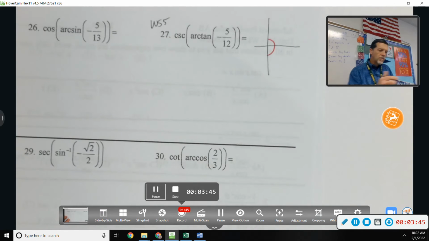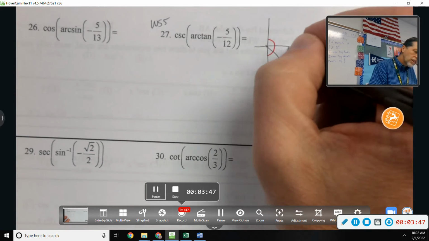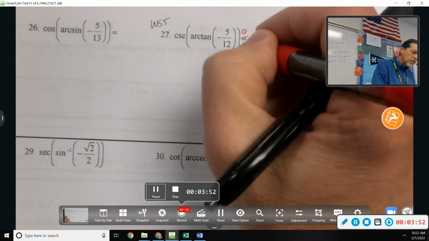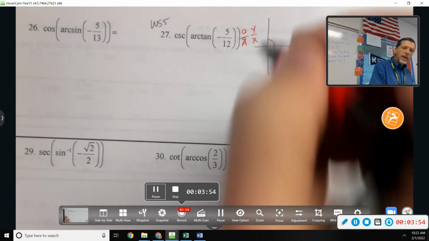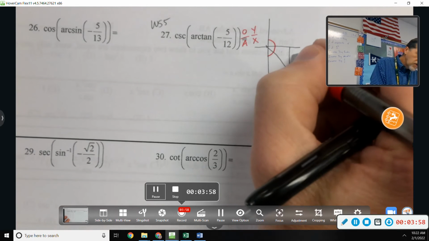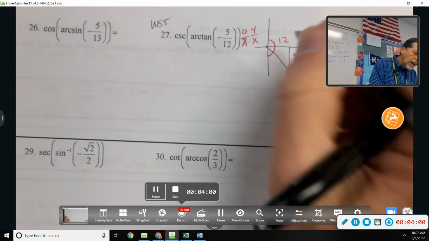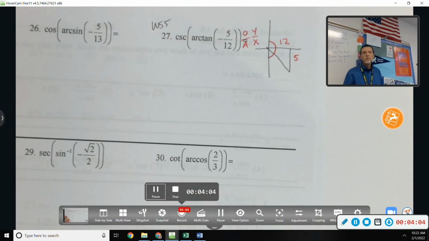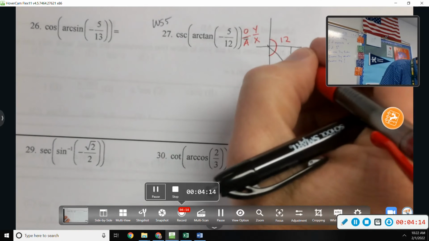It's negative, so it'll be in the 4th quadrant. Tangent is opposite over adjacent, or y over x, either one. So the y is 5, the x is 12. Why is it negative? Where did that negative come from? Which one of my values is negative? And why the 5? Yeah, the 5 is going down, so the 5 is negative.